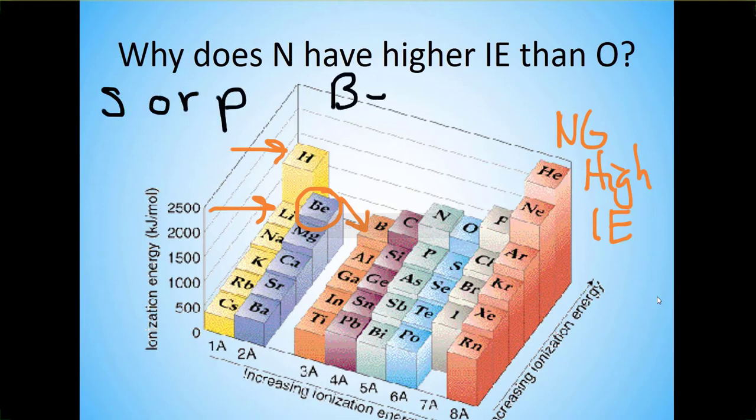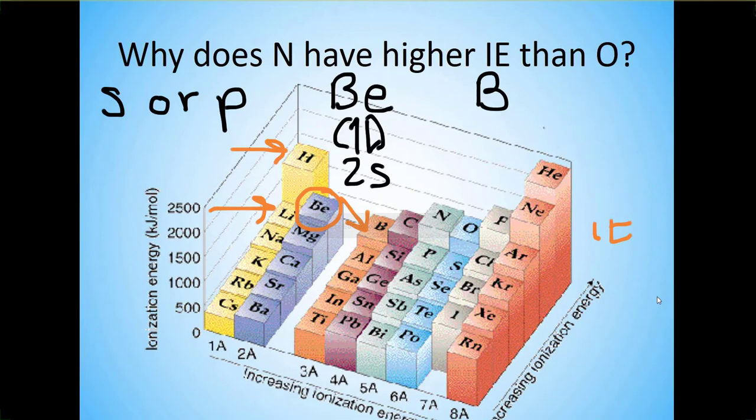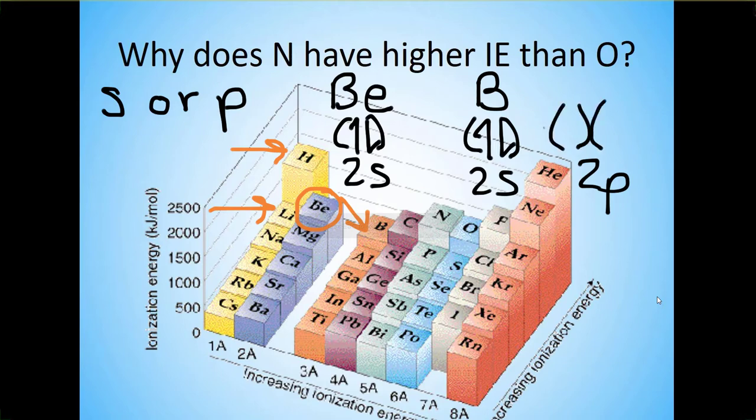So let's look at beryllium. Beryllium, when we look at its orbital, has a 2s orbital, and there's 2 electrons in it. And then let's look at boron. Boron has a 2s orbital, just like beryllium, but it also has a 2p sublevel with 3 orbitals. And in the first orbital, we have 1 electron. When I'm looking at ionization energy, I am looking at the difference between removing this electron and removing this electron. So the difference between an s electron and a p electron.